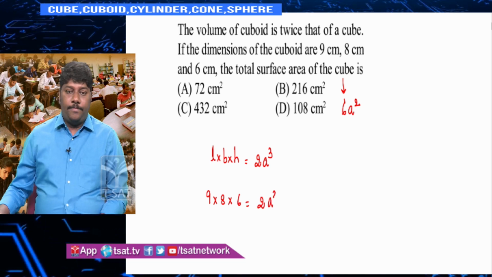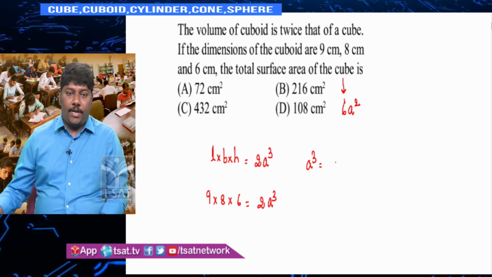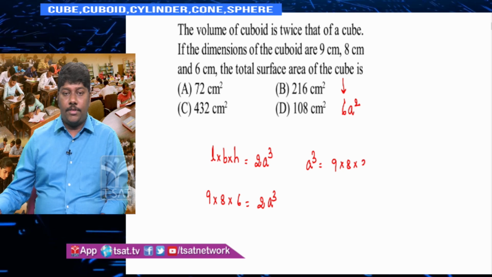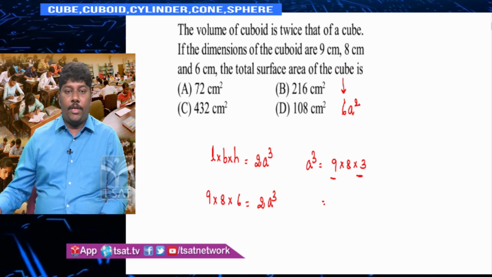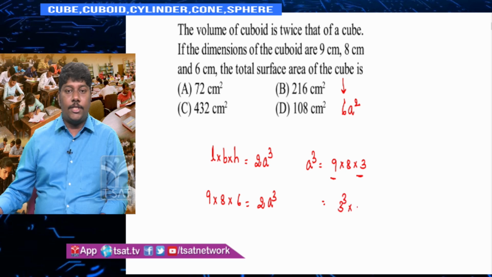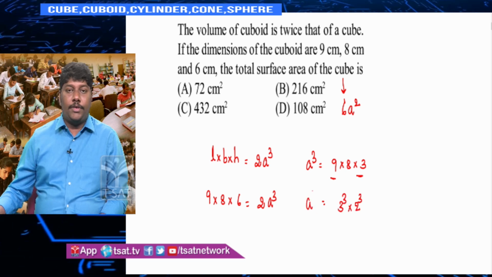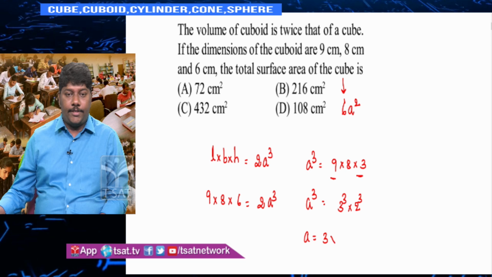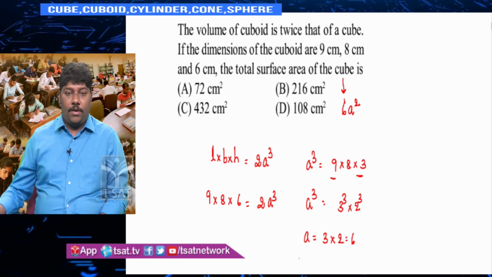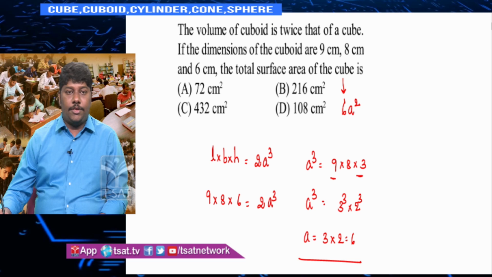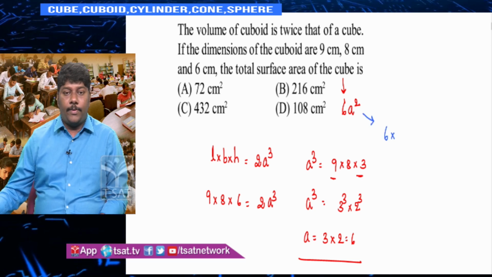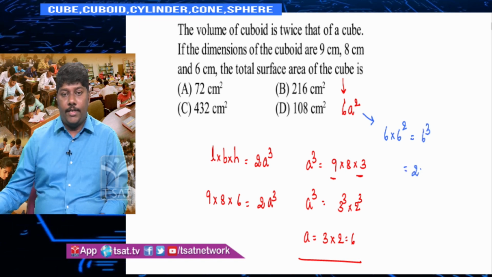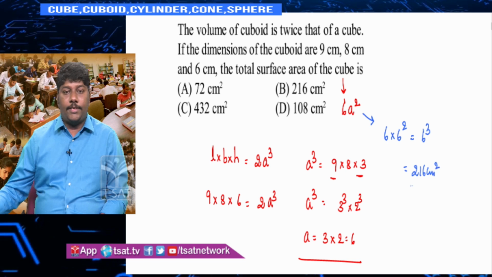is 2a cube. Therefore, a cube is equal to 9 into 8 into 6 divided by 2, which gets cancelled, so it becomes 3 here. You can write 3 square into 3, 3 cube. 8 you can write as 2 cube. Therefore, a cube is equal to (2 into 3) whole cube. Therefore, a is equal to 6. If the edge is 6, you just need to substitute in 6 a square, 6 into 36 or 6 into 6 square is 6 cube, which is 216 centimeter square, the surface area.